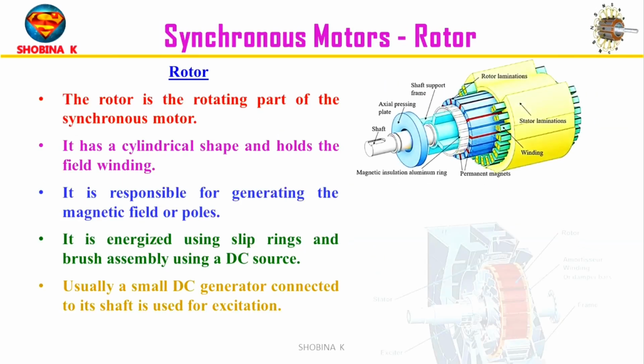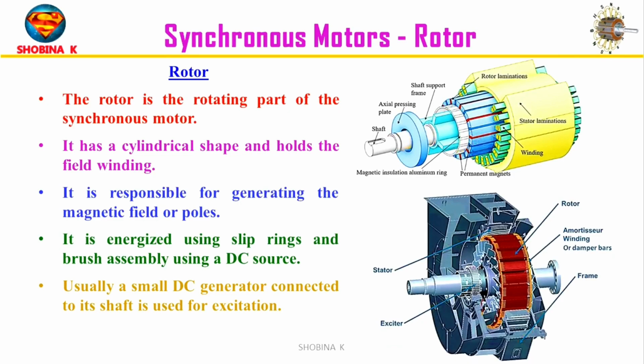Next, the rotor. The rotor is the rotating part of a synchronous machine, and it has a cylindrical shape that holds the field winding. The rotor incorporates the field winding, which is supplied with DC through slip rings, and it is responsible for generating the magnetic field. To be more simple, it is a rod-like type. It is excited by a DC source, and the rotor rotating speed is the same as the speed of the magnetic field.